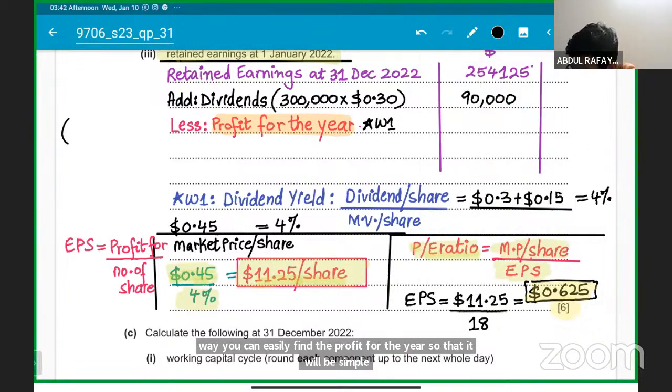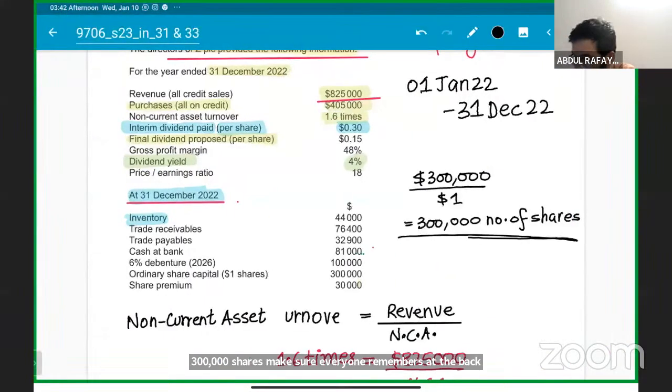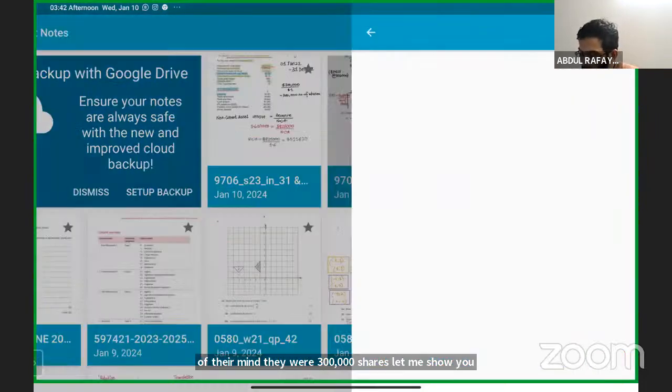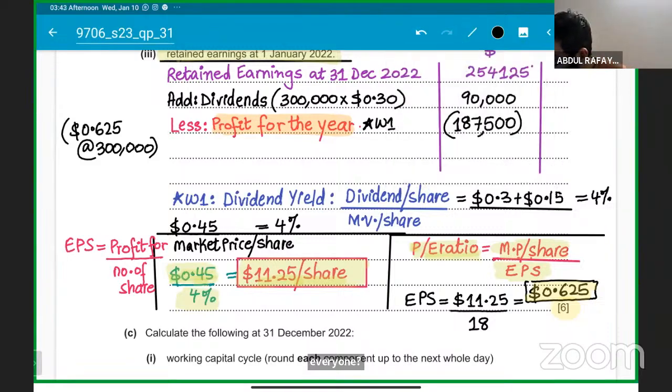You already know that we have the EPS, that is 0.625, and you already know the number of shares, that is 300,000 shares. Make sure everyone remembers at the back of the mind there were 300,000 shares. So here you go, sir. This denominator multiplied by the other side, and using mathematical equations, you will get 187,500 as the profit for the year, which will be subtracted because we are going backward method, so this will be subtracted.